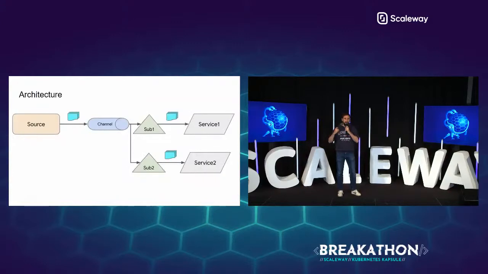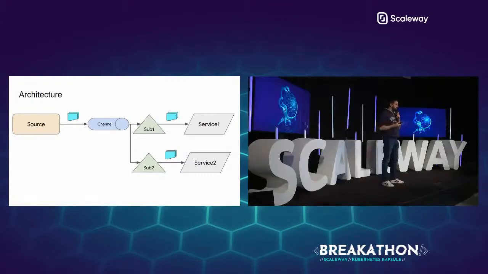Okay, so now we want to have a more complex architecture. In this architecture, you will create a channel with subscribers, and subscribers will send events to services. So this is a very simple architecture with channel and subscriber. And you will see that you can subscribe to any events and even filter these events for each service to receive an event.